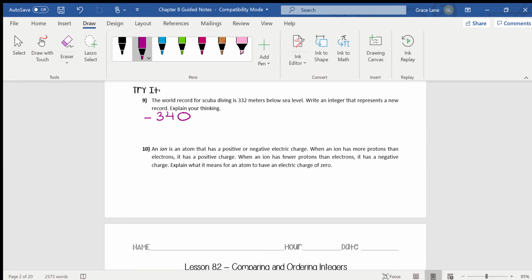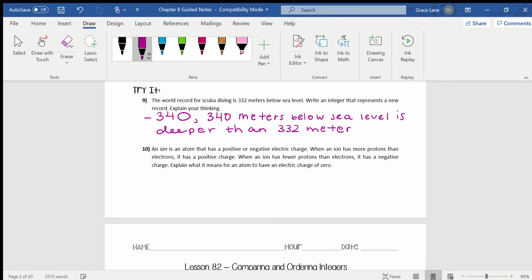But negative 340, if you're going to explain that, 340 meters below sea level is deeper than 332 meters. You could have chosen 333, 334. There's not just one answer to this.